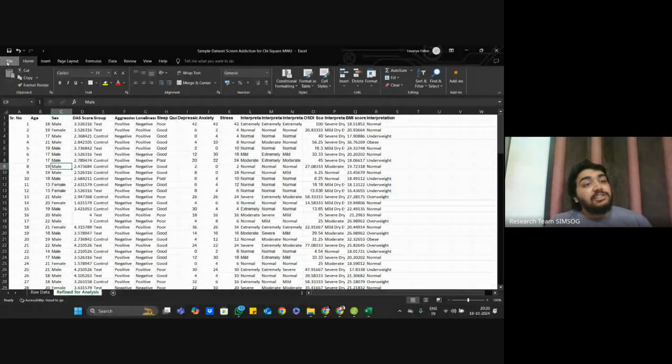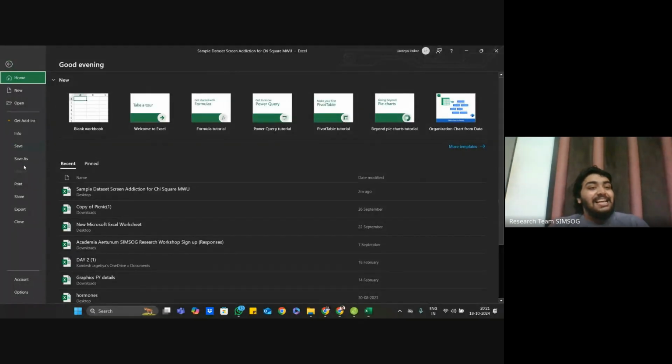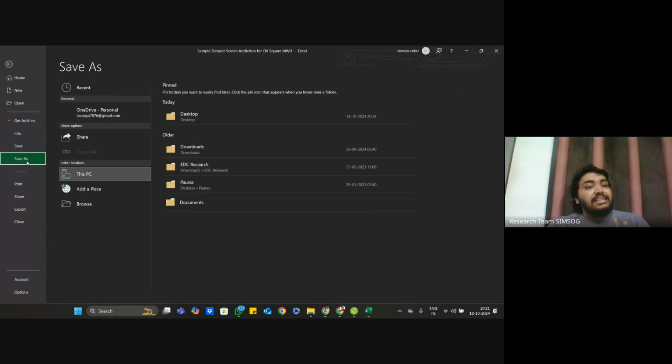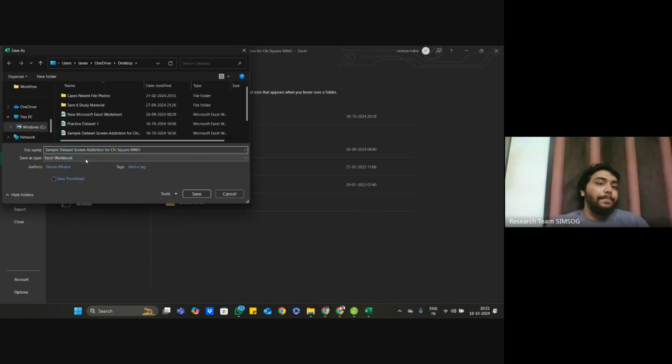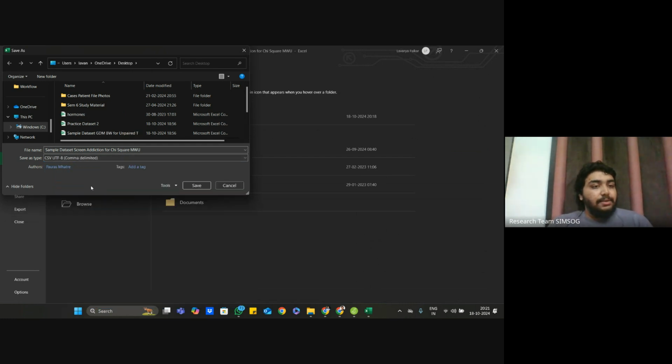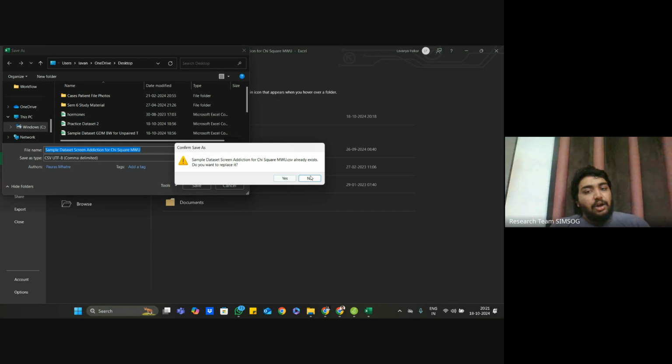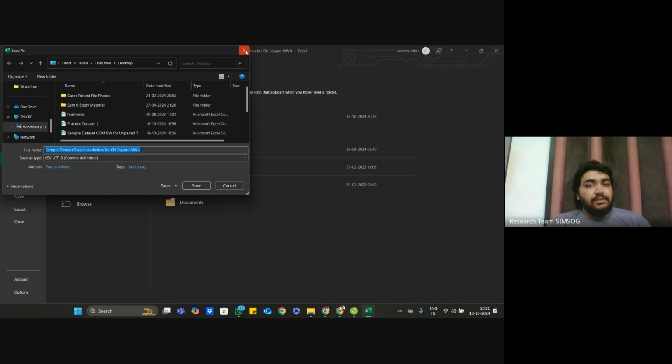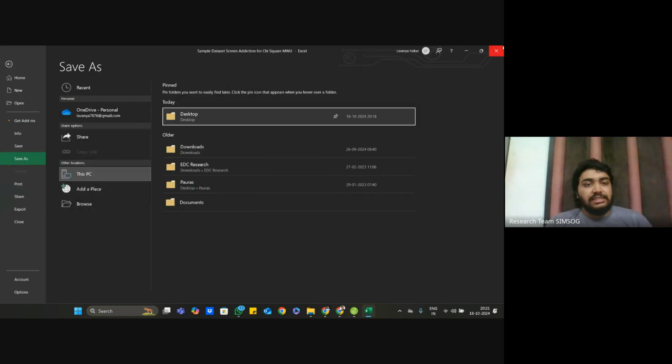Now the first step to actually analyzing is you go to File and Save As, click on desktop, or wherever you want to, and save it as a CSV file. Remember, CSV file, and click on Save. Now I already have it ready, so I won't do that, but essentially it has to be converted to a CSV.